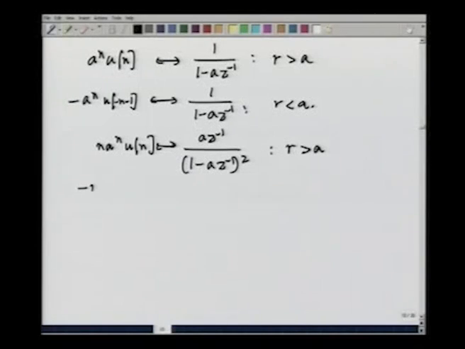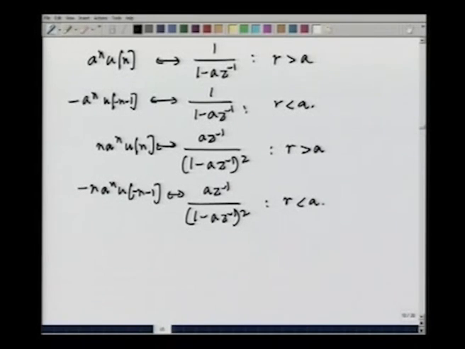Then you have minus n a to the n u[-n-1], which also transforms to the same expression, a z inverse by 1 minus a z inverse whole squared, but this for r less than a. Fine. So this is a typical expression you get when you differentiate in frequency, differentiate with respect to z.